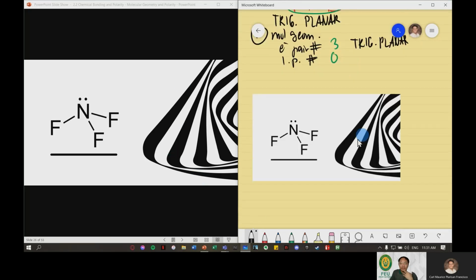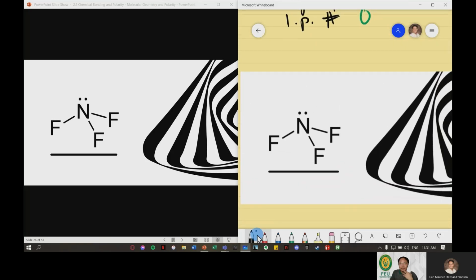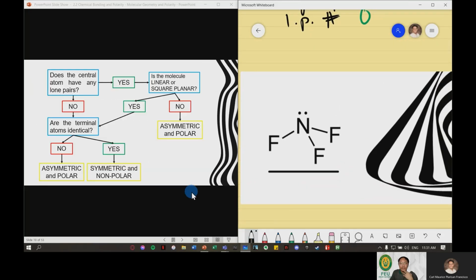Now, another example, okay, so that we can have more vision or understanding on how to do this. Let us start once again with the polarity and the symmetry. So once again, check the central atom. The central atom for nitrogen trifluoride is nitrogen having one lone pair. Again, this is all or nothing. The moment that you see that the central atom has a lone pair, even if the terminal atoms are the same, it doesn't matter. The moment you see a lone pair in the central atom, your answer would be polar asymmetry.